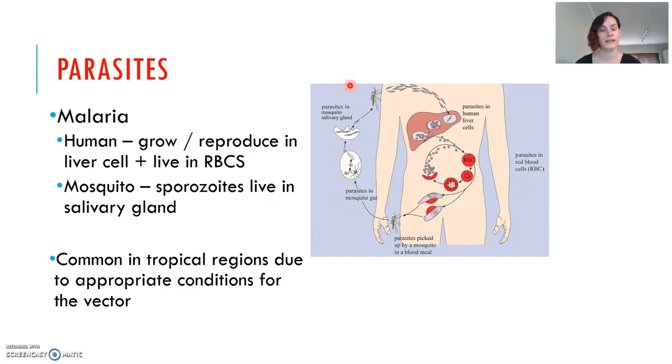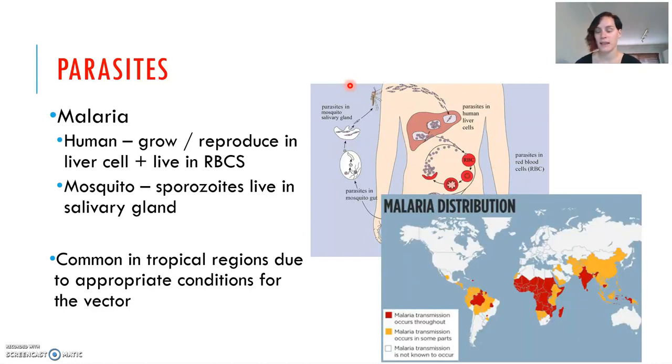Now, it's common in tropical regions because that's where the vector is mostly able to live. Tropical areas along the equator often have really stagnant water, which is where mosquitoes will live. If you've got a dry pond or something like that, you'll often see a lot of mosquitoes, and that's what happens in areas where there's quite a lot of rain, and therefore really good habitat for those mosquitoes.